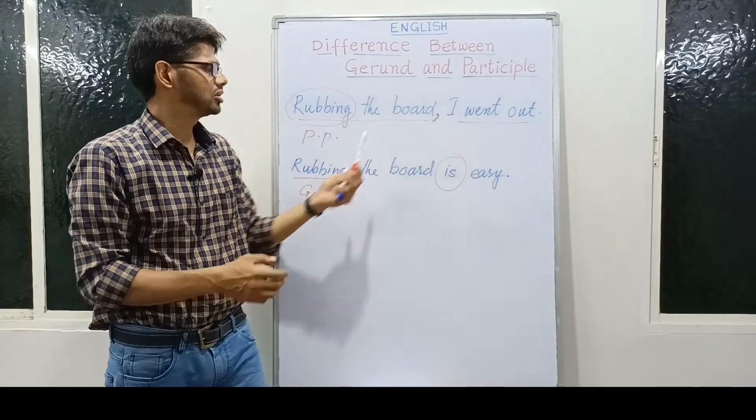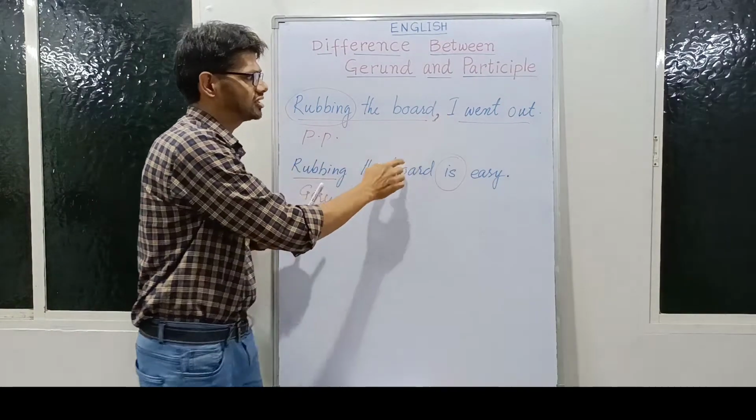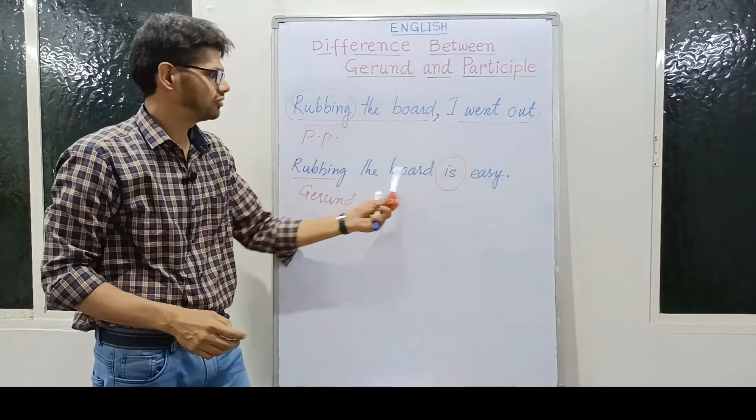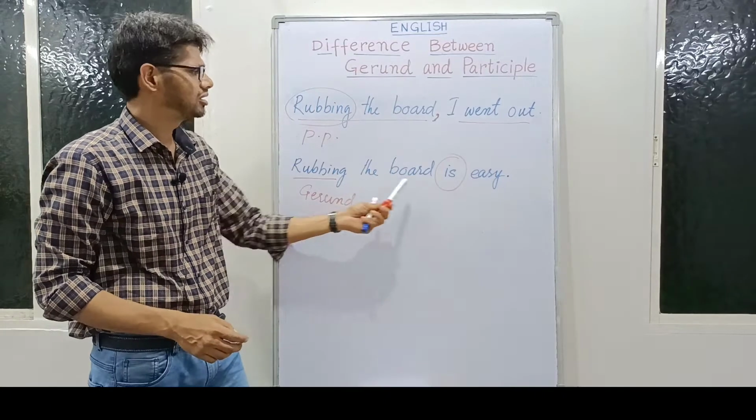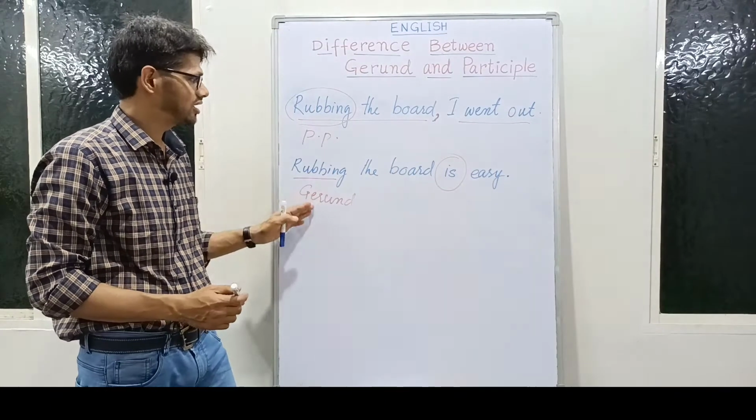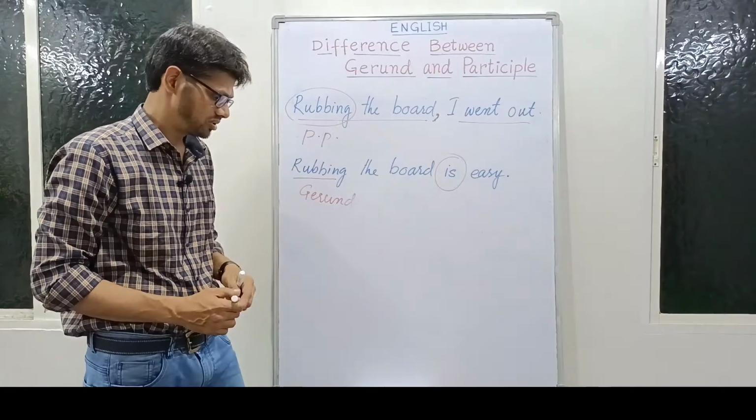But here we have a combination of two sentences by using a comma. Here we have only one sentence. After rubbing the board you can see is. So this is a gerund and this is a present participle.